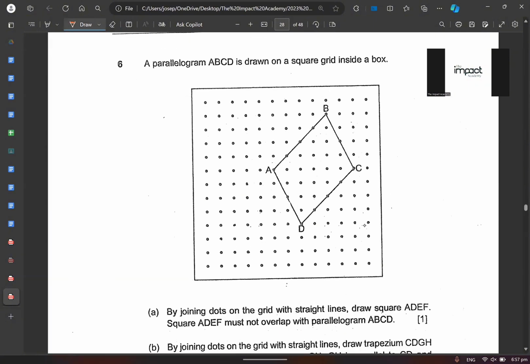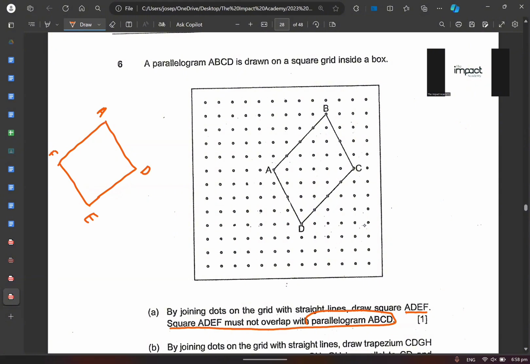They say, by drawing dots on the grid, draw square ADEF, and ADEF must not overlap parallelogram ABCD. What did they say? ADEF. You have to use a pencil first. Before I even go on, I want to sketch it outside. Can you see this is ADEF? Sketching means I don't use a ruler. I just briefly write it out first. Teacher, how do you know this is ADEF? Because they say square what? What is the square called? ADEF. Can you follow the order? A to D, D to E, E to F. So it should look something like that somewhere here.